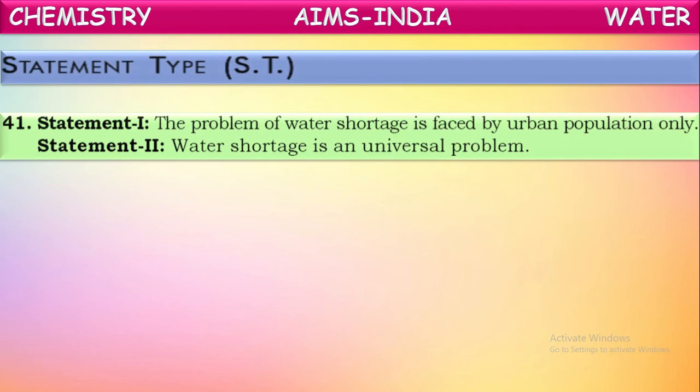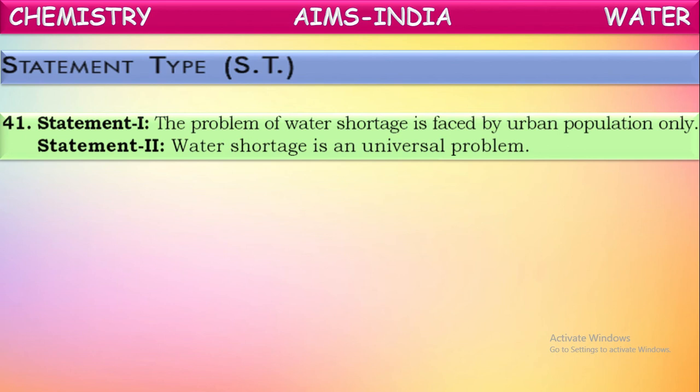So the next question, statement one. The problem of water shortage is faced by urban population only. Is it? No. Not only urban people, the people living in the villages also nowadays are facing problems with the shortage of water. Not only at one place. Almost all the places people are facing the problem of water shortage.